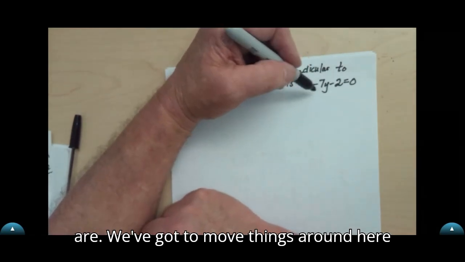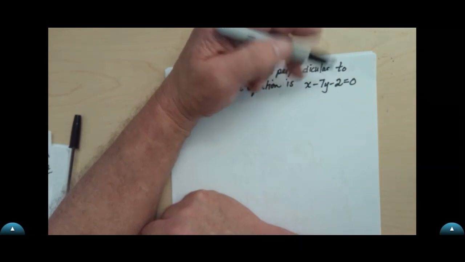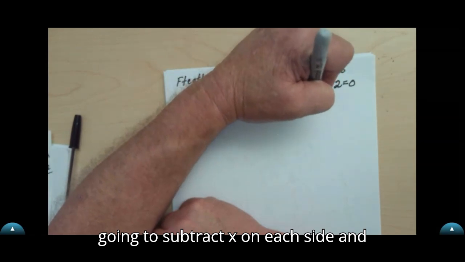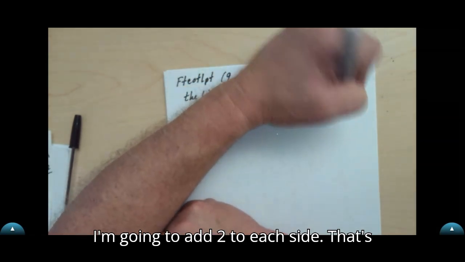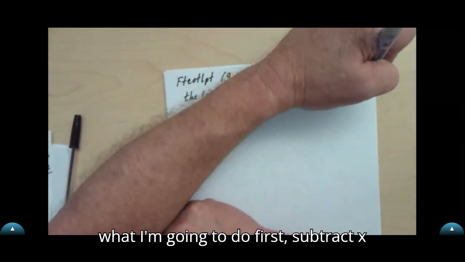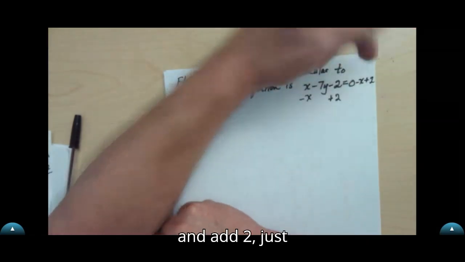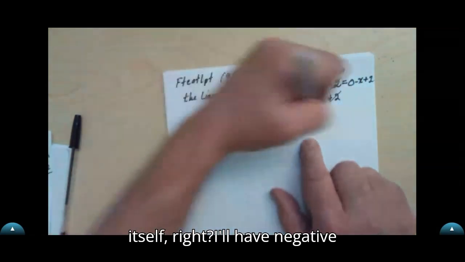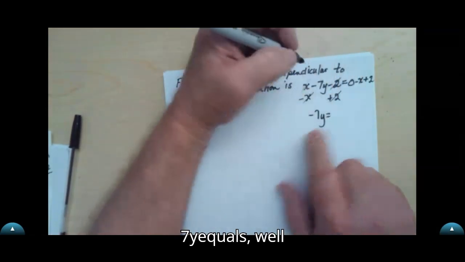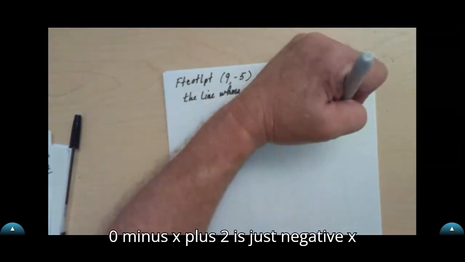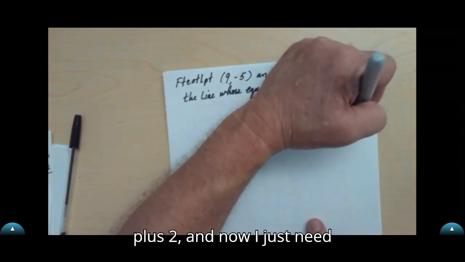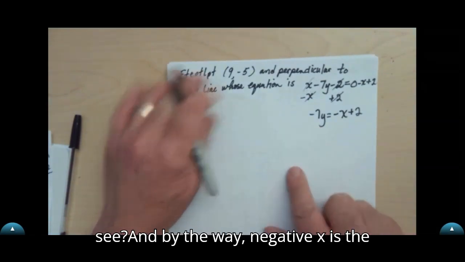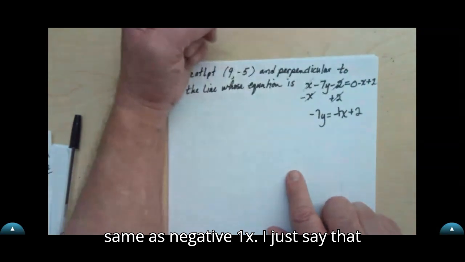We've got to move things around here until we have y by itself. So y'all look, because I'm going to do a couple of things in the first step. I'm going to subtract x on each side, and I'm going to add 2 to each side. That's what I'm going to do first. Subtract x and add 2. That'll get the y term at least by itself, right? I'll have negative 7y equals, well, 0 minus x plus 2 is just negative x plus 2. And now I just need to divide each side by negative 7. And by the way, negative x is the same as negative 1x.